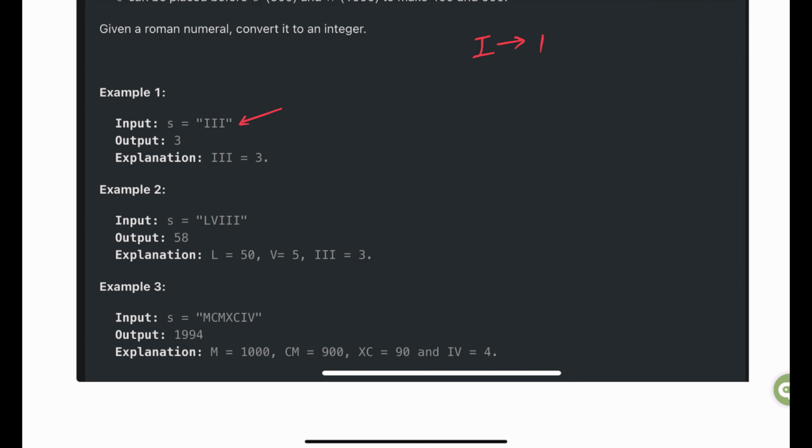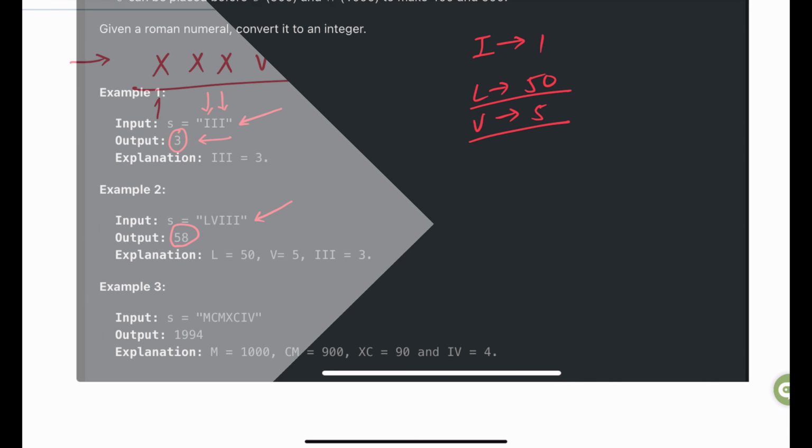In example number 1, the input s is 3 I's, so its corresponding value is 3, because each I represents 1, so if we add them together, it gives us an output of 3. In example number 2, we have L, V, I. L is 50 and V is 5. So if we add the corresponding values of each character, the total will be 58. Let's switch to the whiteboard and understand different patterns and how it can be solved.